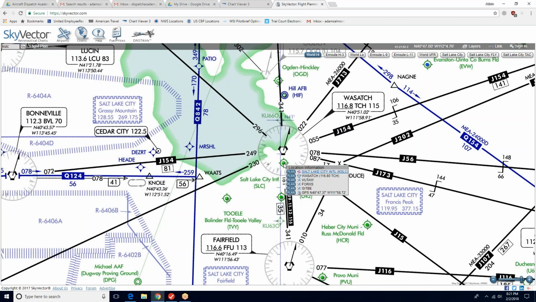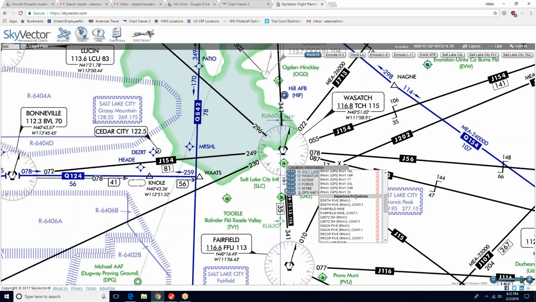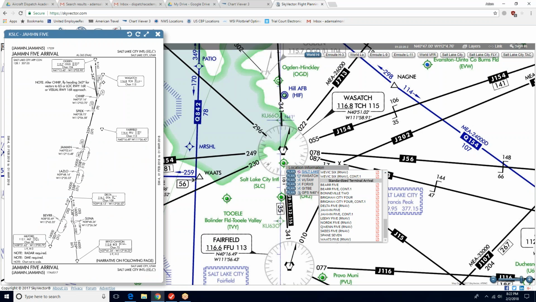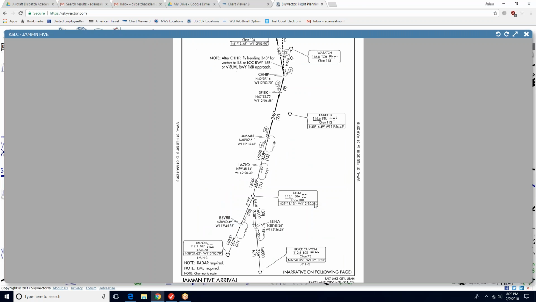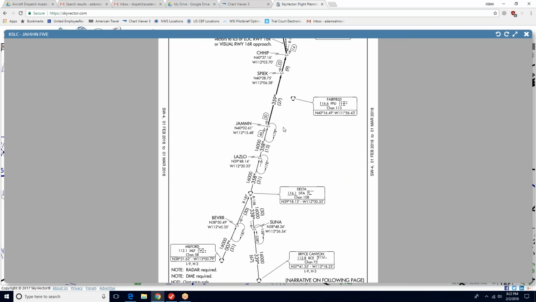If you come into this and just right click, then you can actually click on, if you just hover over Salt Lake City, you can see over here it brings up this box of all of the instrument approach procedures. If you scroll down, it'll bring up all of your departure procedures, which are all your SIDs. Keep going down, and there's all of your STARs below that. Now, if we wanted to look at that same one, the Jamin 5, just go to it, click on it, it's going to bring it up. If you want to expand it, just hit the arrows there. You can come down and zoom into it.